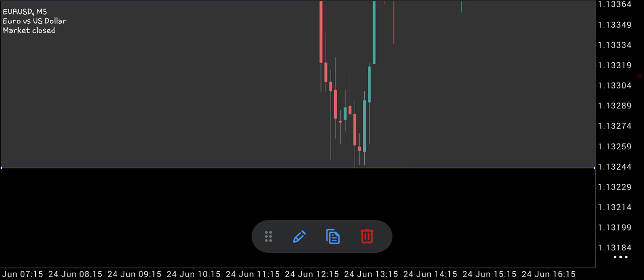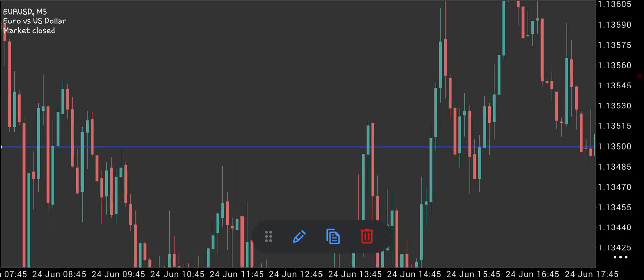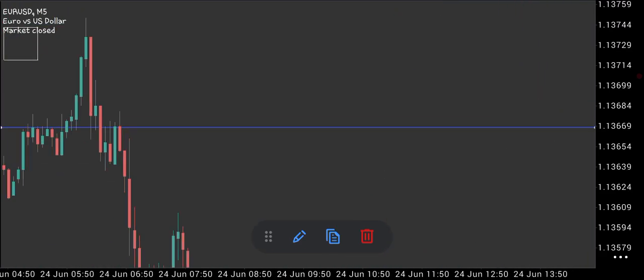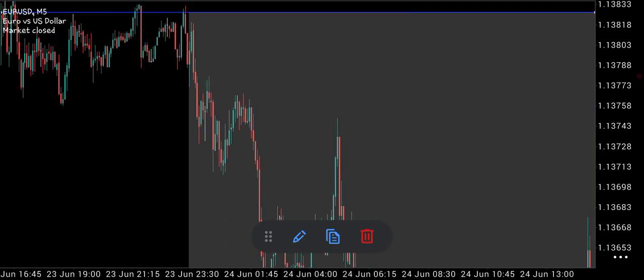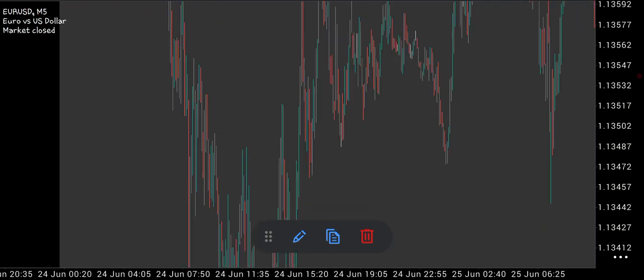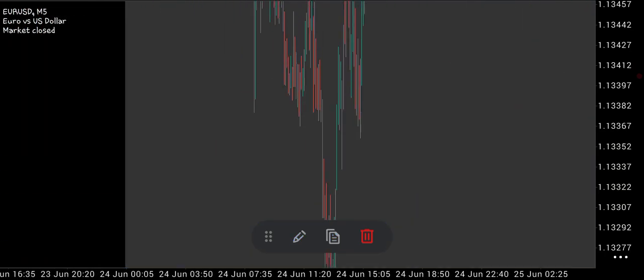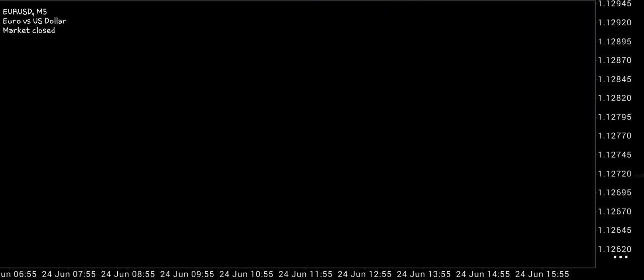Now that we are on our 5 minutes, what do we want to see? What do we want to identify? We should mark out our zones correctly. That's the first thing you do. So this is our daily high and that is our daily low, and currently we are here.